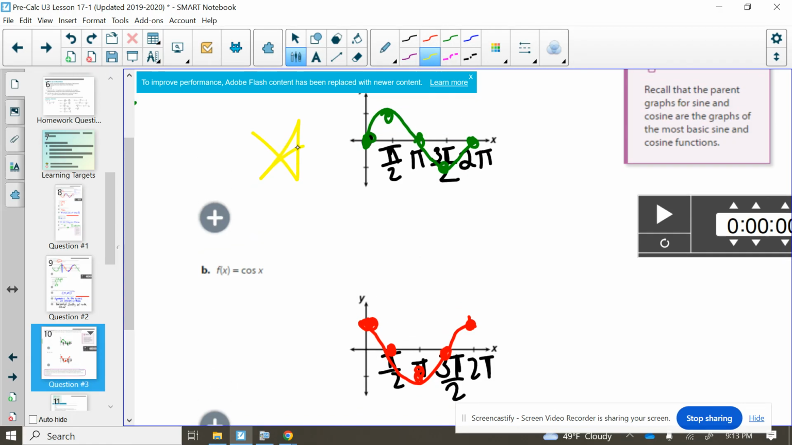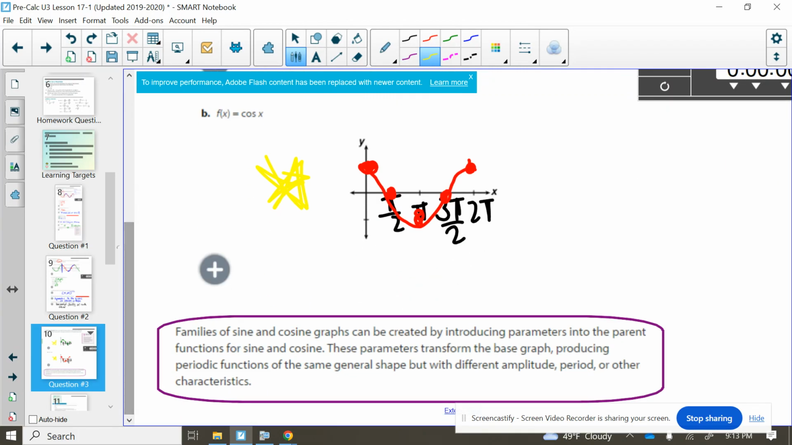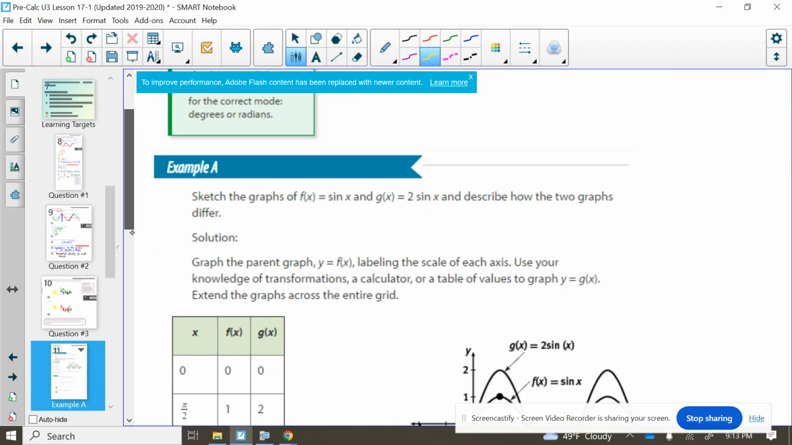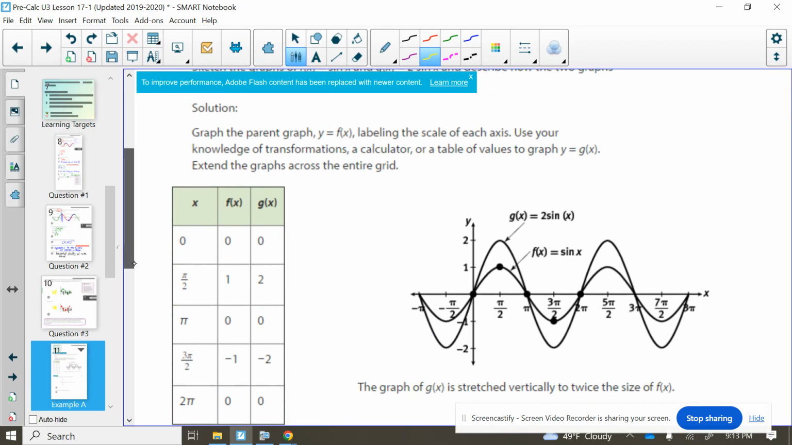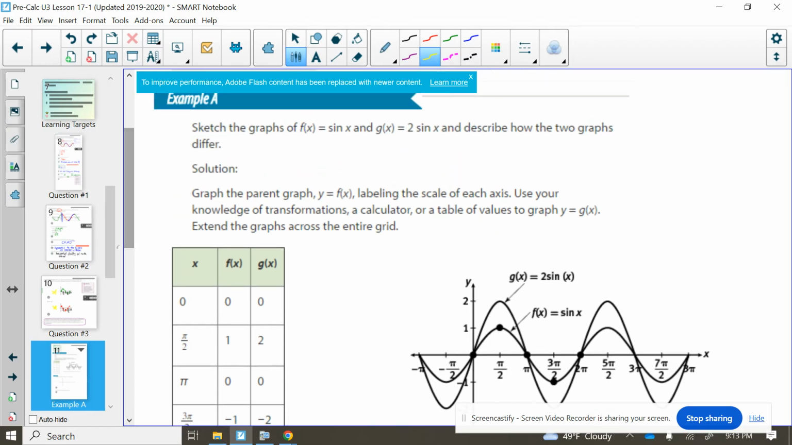Cannot stress to you enough how important it is to know these two basic parent functions, because a lot of our transformations upcoming are going to be based off of those two. Well, what do we mean exactly? If we look at example A here, hey, we start seeing some of these parameters changing our graph.